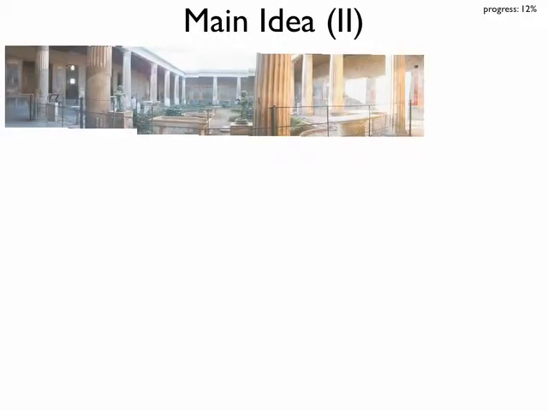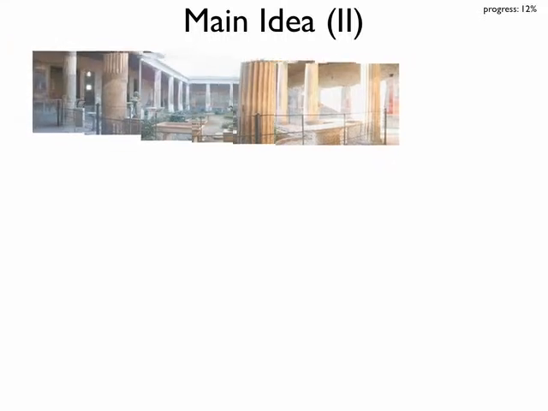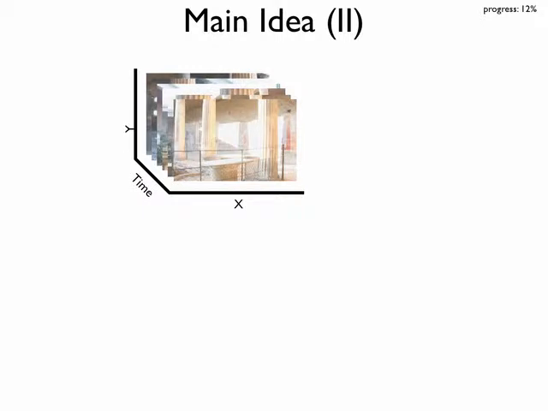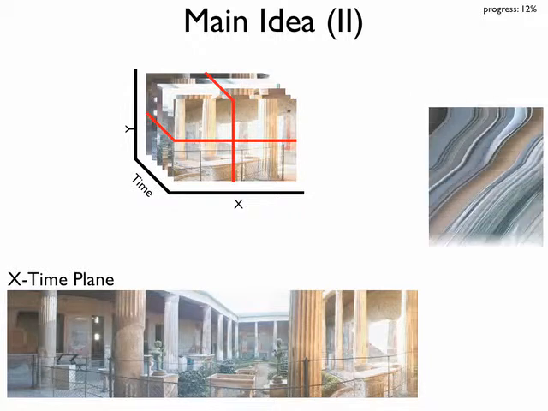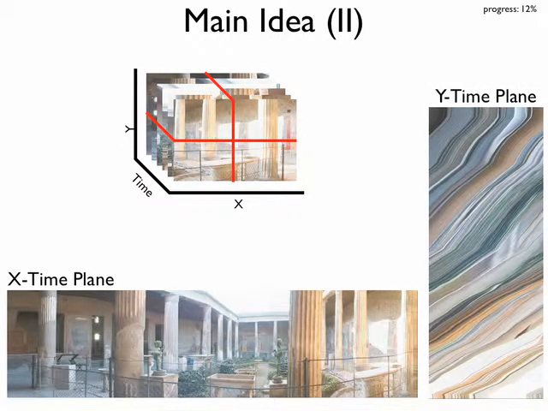When we have a video sequence of a camera moving parallel to the scene, if we align it in a space-time volume and make a slice in the x-time plane, we get the mosaic image. And if we do the same in the y-time plane, we get the epilines, as you can see here.